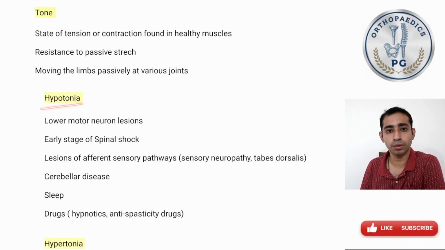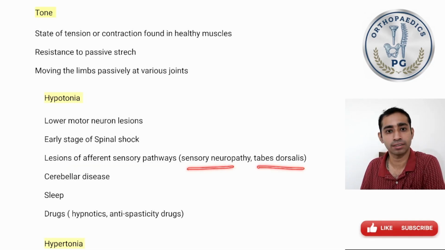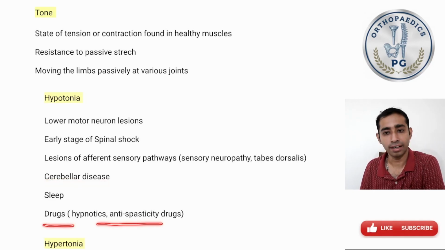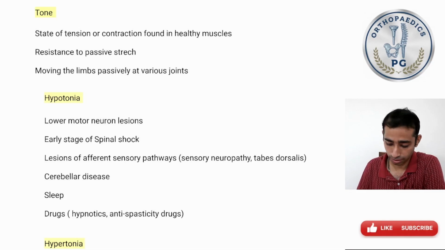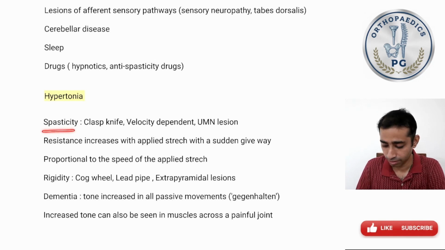Hypotonia is usually seen in lower motor neuron lesions, early stage of spinal shock, any lesion of the afferent sensory pathways like sensory neuropathy or tabes dorsalis, cerebellar disease, sleep, or drugs like hypnotics and anti-spasticity drugs. Hypertonia is an increase in tone. Now, the most commonly seen in the orthopedic spine practice is spasticity.